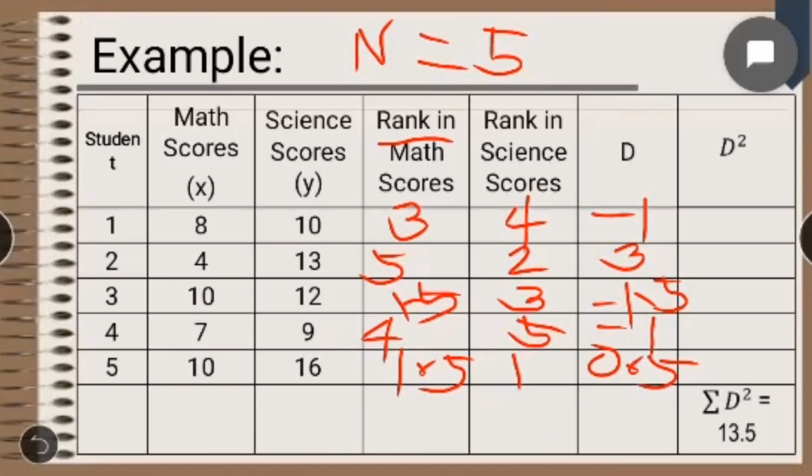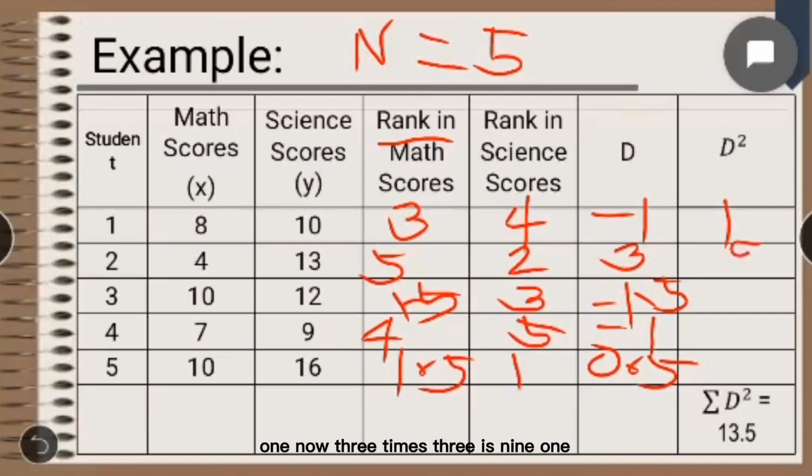Now, for us to get our D squared, or our difference to the power of 2, we'll just have to multiply our D, our difference, by itself. So, i-multiply natin siya by itself, not by 2. Because if we multiply it by 2, the outcome of the score will be different from what you should be expecting. So, negative 1 times negative 1 is of course 1, kasi nga negative times negative is equals to positive 1.